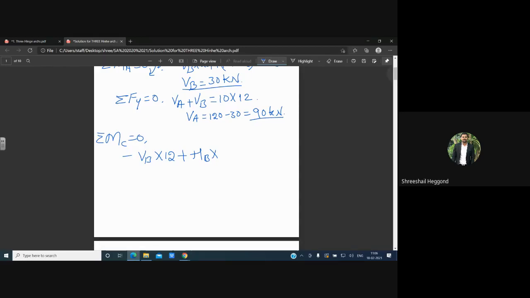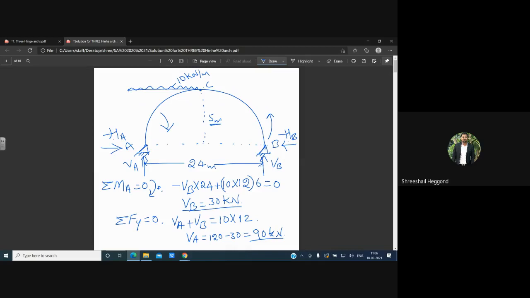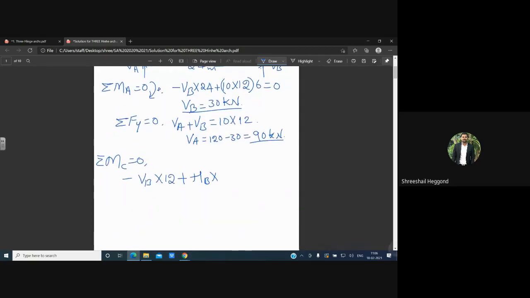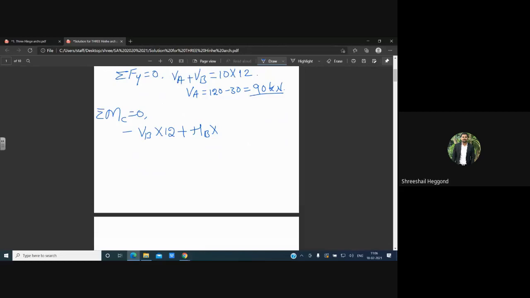Therefore, that can be written as 5 is equal to 0. HB can be calculated. VB is already calculated as 30 kilonewton. We need to calculate H separately. So calculate the H value. That is 30 into 12 divided by 5, which is 72. So 72 kilonewton. Fine. And so H is also 72 kilonewton.